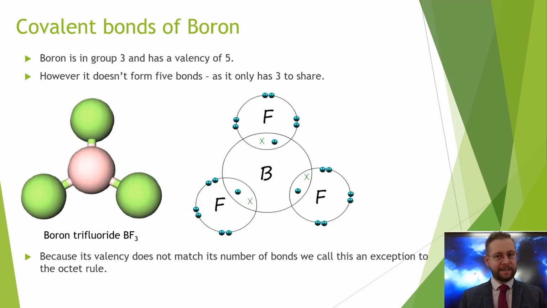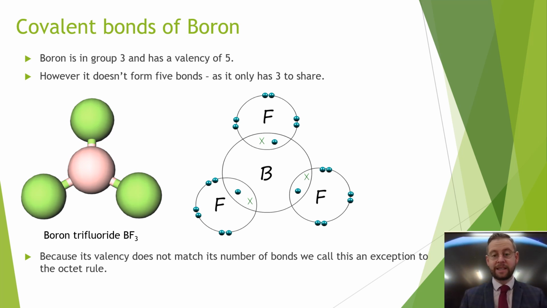They won't always gain a full outer shell. Some covalent bonds form to just share all of the existing shareable electrons. For example, boron has 3 electrons in its outermost shell, and it has a valency of 5. But that doesn't mean it will form 5 bonds, it will only form 3.